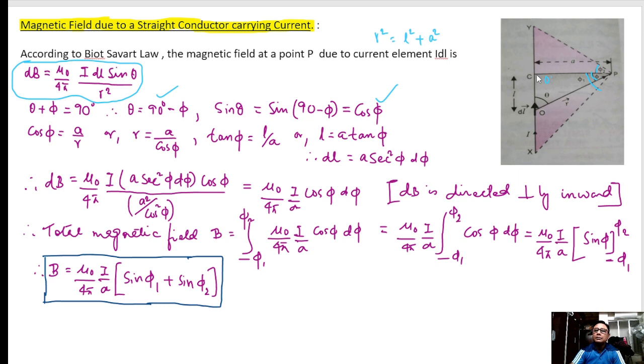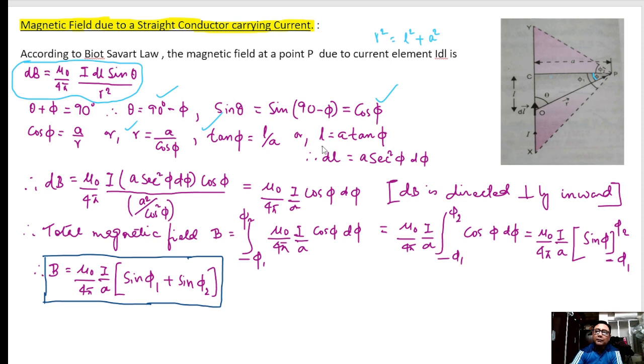Let me rub these. So what is cos phi? As you can see from the figure, cos phi will be base by hypotenuse, which is A by R, or R is A by cos phi, and tan phi is L by A. See, tan of phi, this is my phi, perpendicular by the base, tan phi, or L equals A tan phi. Okay, so differentiating it, we will get dL equals A sec square phi d phi.